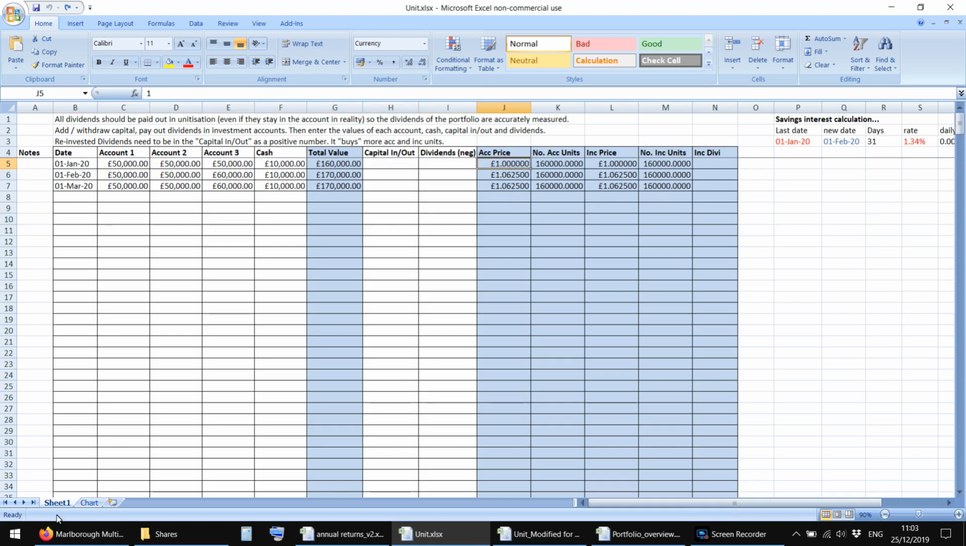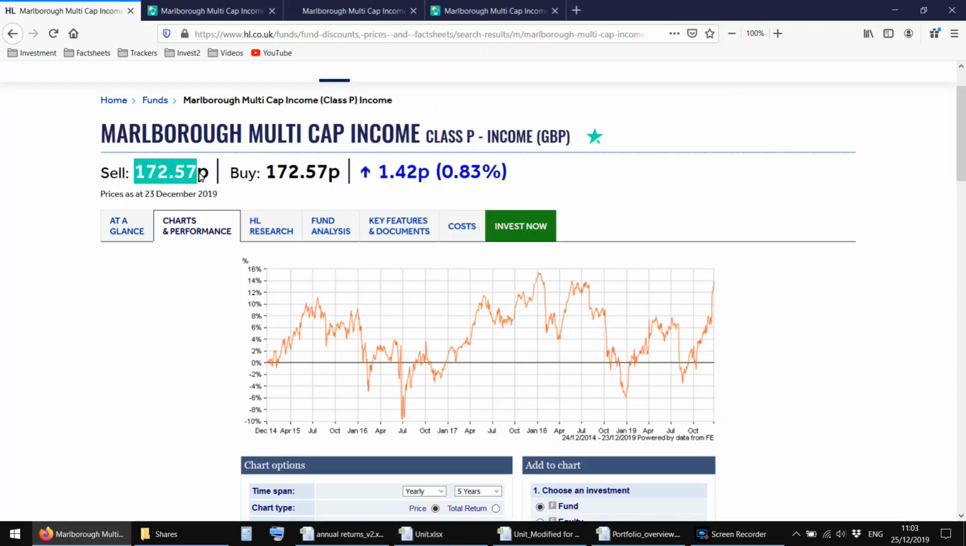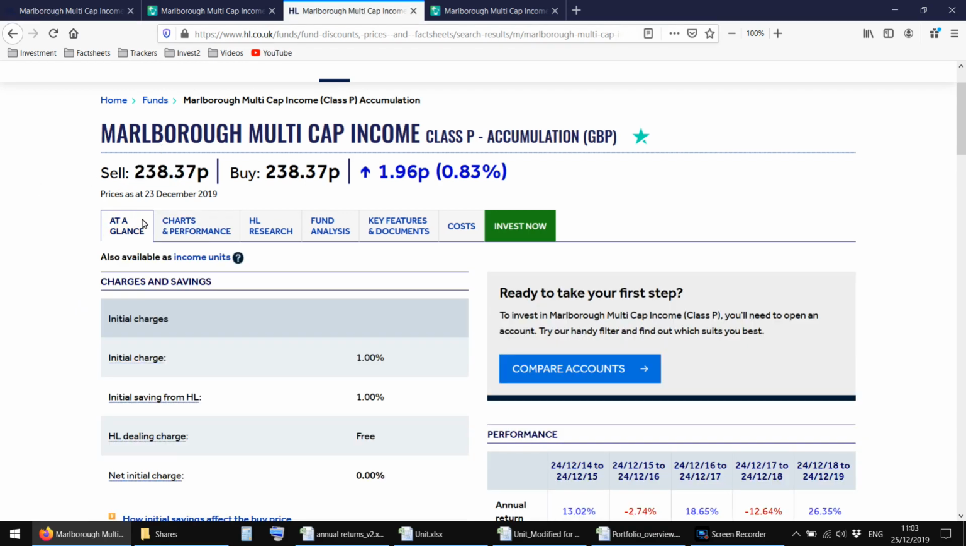So if you were starting your portfolio on the 1st of January, it sets the price at 1, and from then on, at some point when this started, whatever date it was, it would have started at 100p probably, just because it's a nice round number. And over the years it's grown to that for the income units, and it's grown to that for the accumulation units.